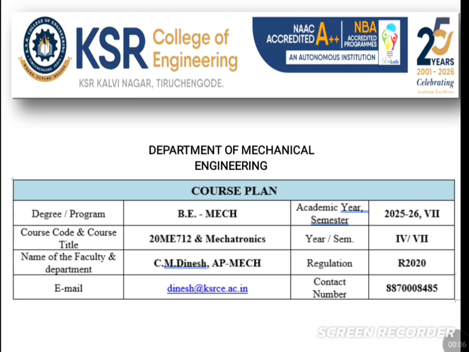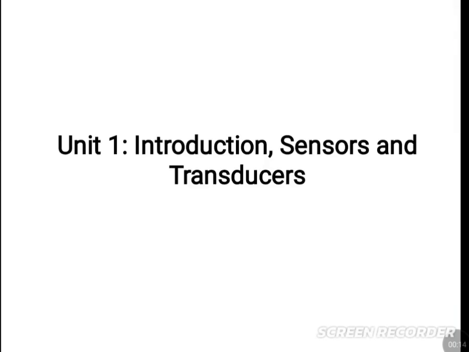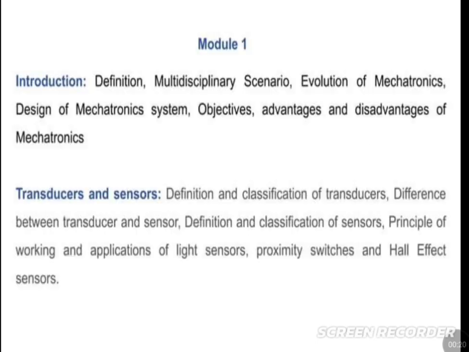Let us see about the first unit of Mechatronics, which is handled in the final year 7th semester. Unit 1, Introduction, Sensor and Transducer. Let's see the first topic in Unit 1. Multidisciplinary scenario, evolution of mechatronics, design of mechatronic systems, objectives, advantages and disadvantages of mechatronics. These are all carried out in the introduction session.